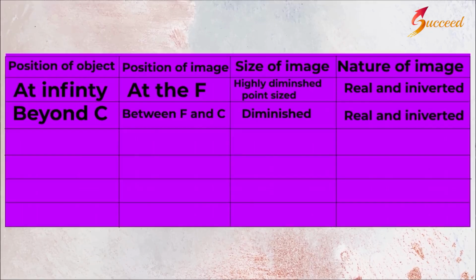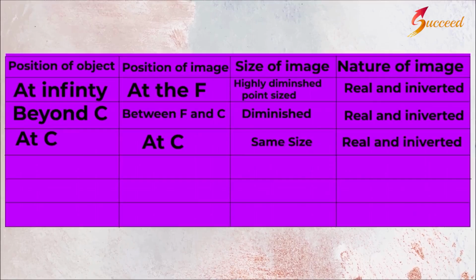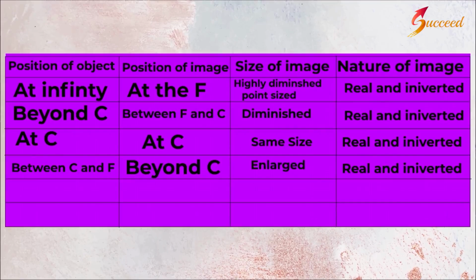Now let us bring the object to C. The image formed is also at C. The size of the image is the same as the size of the object. The nature is real and inverted. Now let us bring the object a bit closer, that is, between C and F. The position of the image is beyond C, it is enlarged, real and inverted. When we place the object at F, the image position is at infinity. It is highly enlarged but real and inverted.